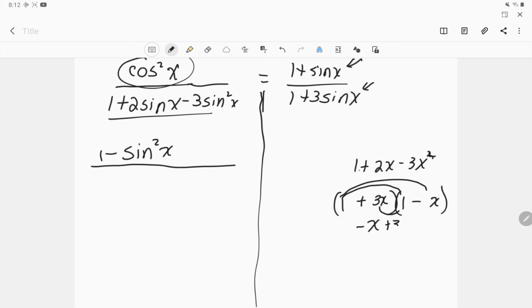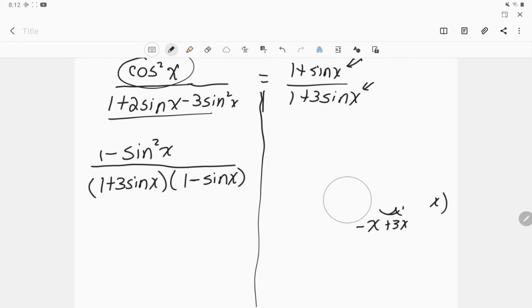3x times 1 is plus 3x. Negative x plus 3x is plus 2x. So this is it factored. So 1 plus 3 sine x, I'm just going to put the signs back in now, and 1 minus sine x. All right, I might be getting closer.